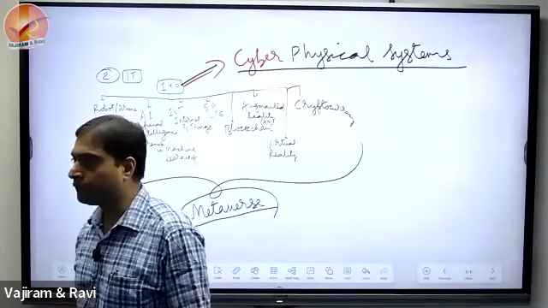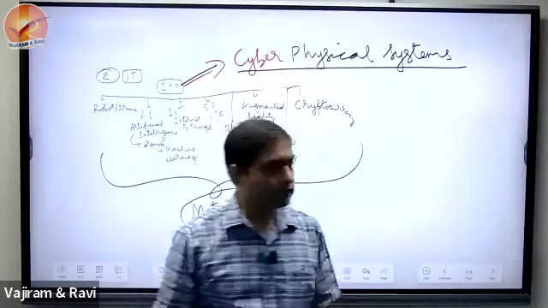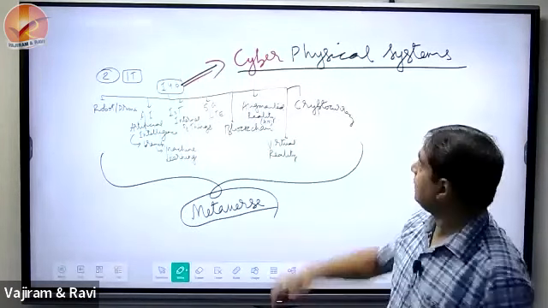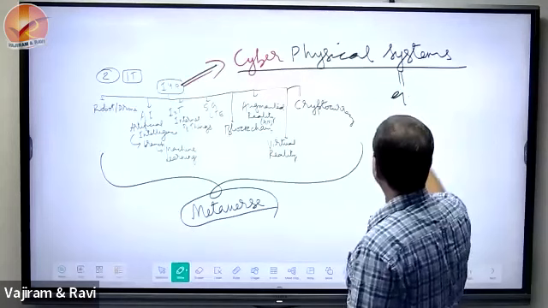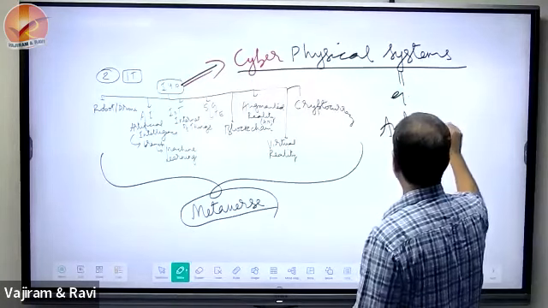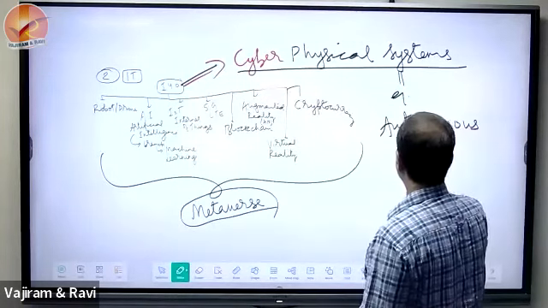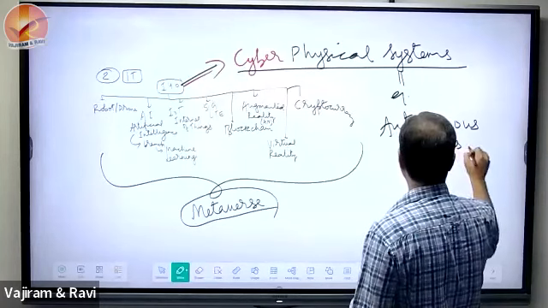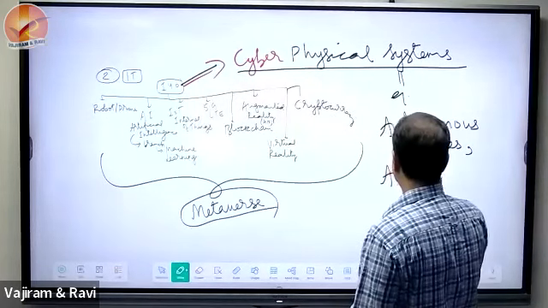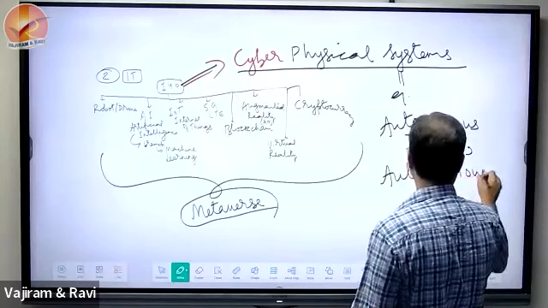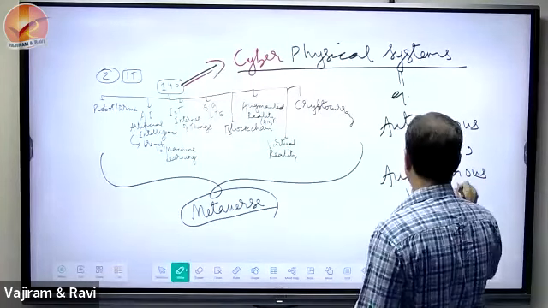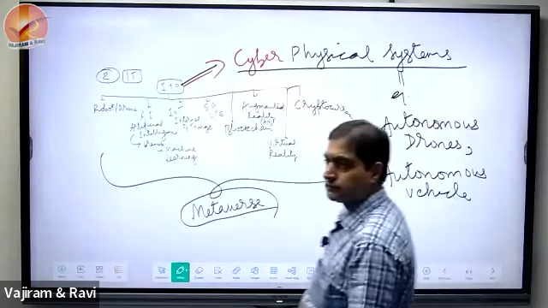For I 4.0, what is the outcome? Cyber physical system. Examples of a cyber physical system: autonomous drones, autonomous vehicles. Examples of what? Cyber physical system.